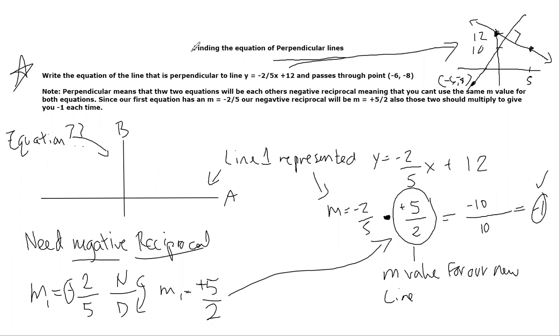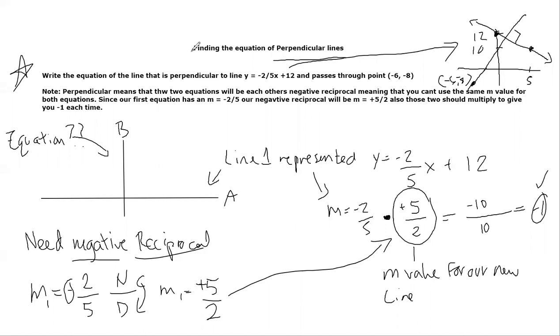Now, what you need to understand about this is that there's another rule too. You might be thinking, okay, how do I know if I did it right? How do I know if I have the correct one? Well, you have to understand that this m value for a new line has another rule to it, right?